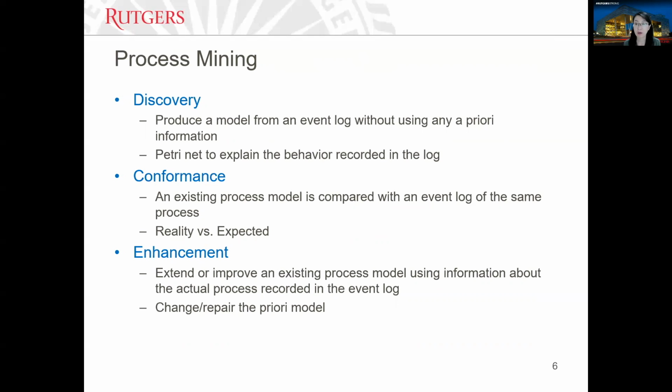Conformance is to compare an existing process model with an event log of the same process. In other words, it is to compare the reality with the expected flow. It is often used to detect and explain deviations and to measure the severity of these deviations. Enhancement is to extend or improve an existing process model using information about the actual process recorded in the event log. This method is to change or repair the a priori model.